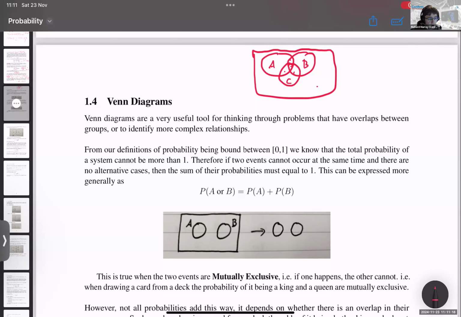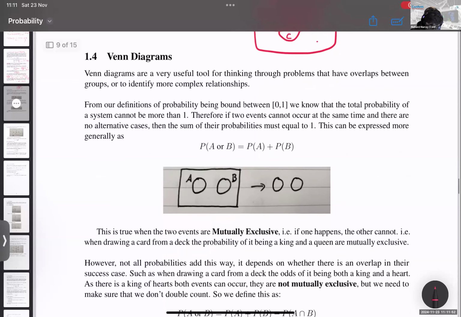Now, a lot of the questions that we're going to deal with are going to focus only on two things at the same time, just to help simplify it for the concepts. But we can see cases where if we know that we're going to be looking at two events at the same time, the probability of things are going to be between 0 and 1, and it can't be more than 1. So if two events can't occur at the same time and there's no alternative cases, then the sum of the probabilities must be equal to 1.